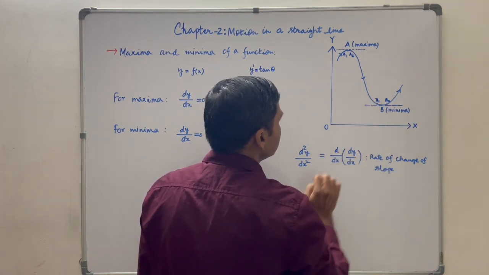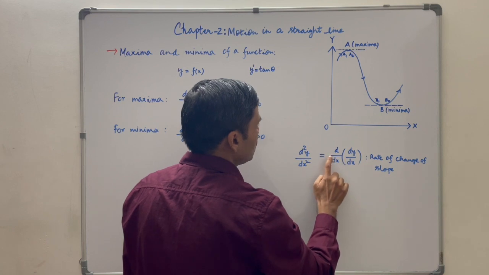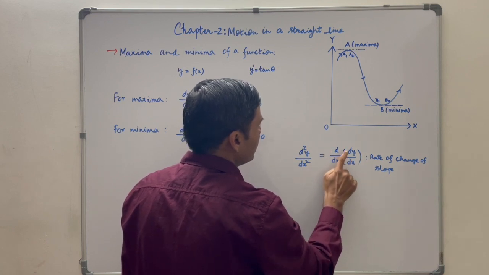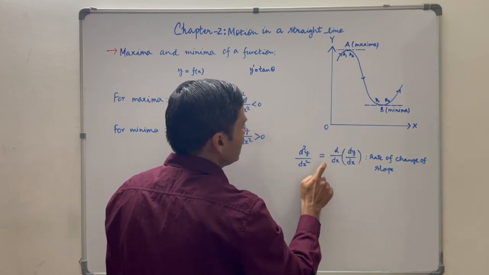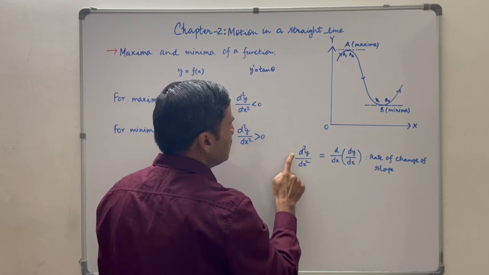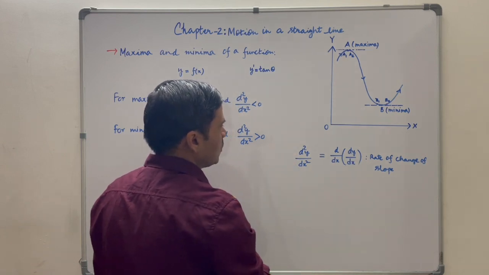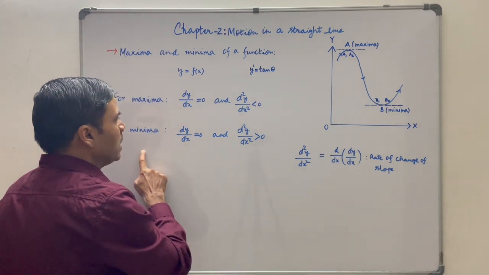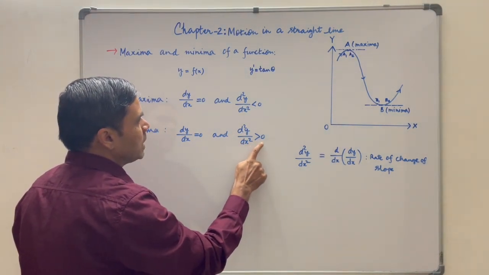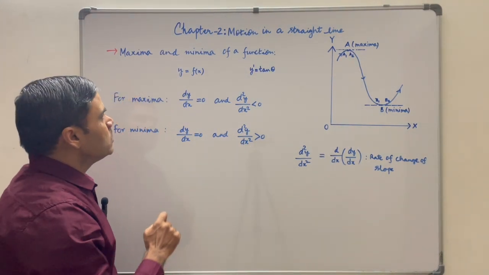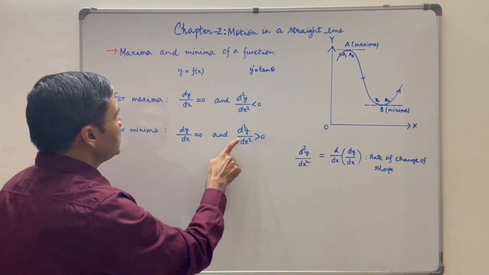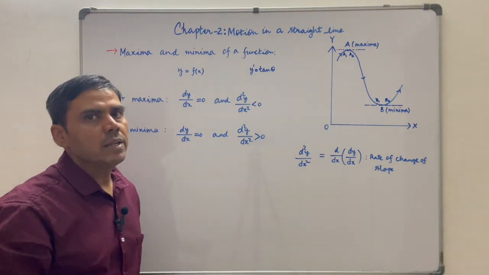So it is increasing, and the rate of change of slope is given by d by dx of dy by dx, which is nothing but the double derivative of y, meaning d square y upon dx square. So in case of minima, d square y upon dx square is greater than 0. So you need to remember these conditions for maxima and minima.